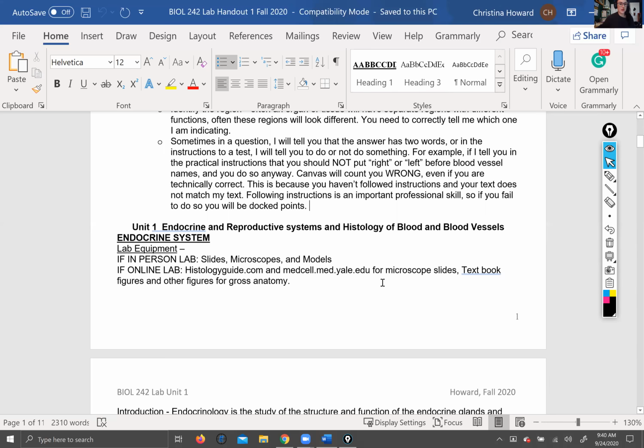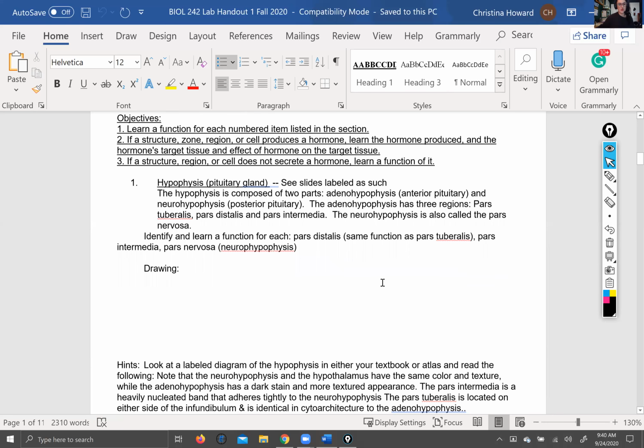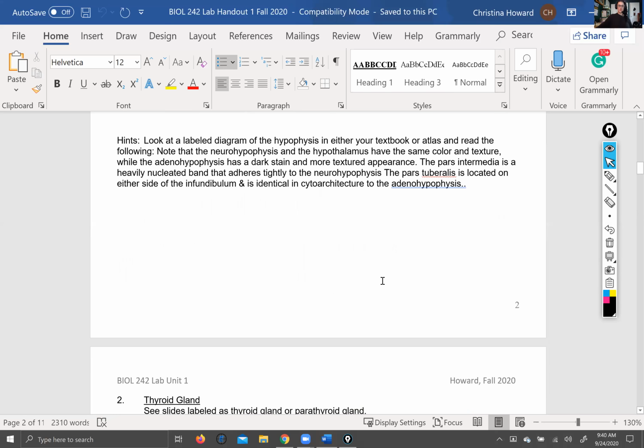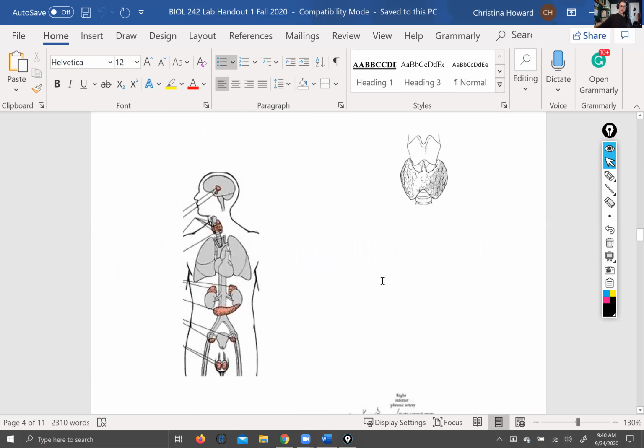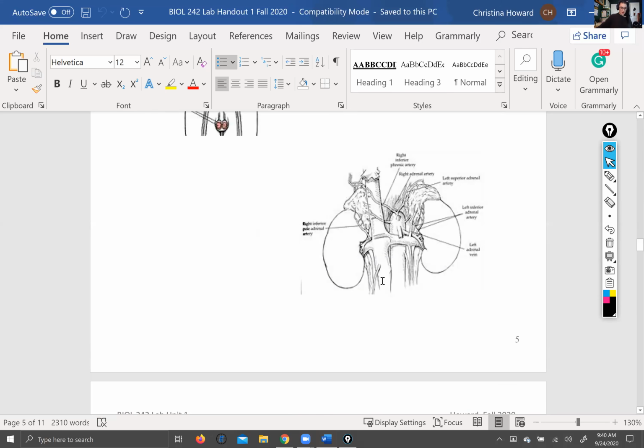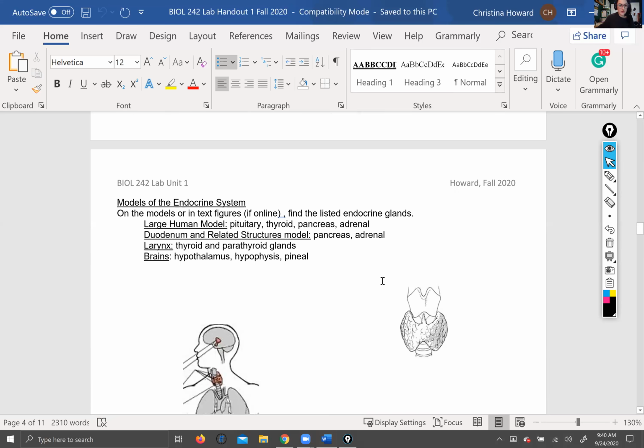So now let's go down to the uterus because that is the organ for which I have yet to make a video. Oh, as we pass, this is something that I'm finding students are missing. I think just because they're looking at pictures and not reading. So I've made this to work for either in-person labs or online labs, but if you don't read, you're going to be confused. So it says on the models or in text figures, parentheses, if online.